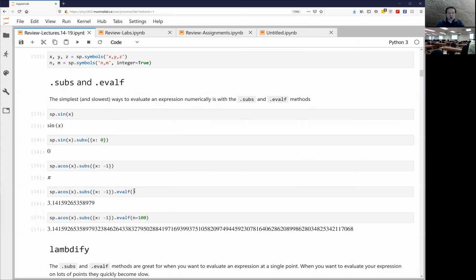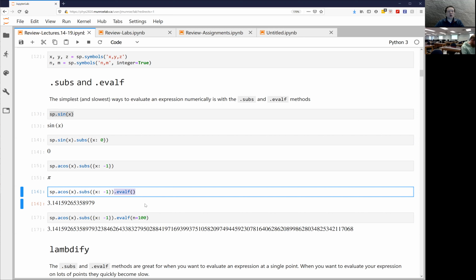One of the things we saw is when you have expressions, you can evaluate them purely symbolically. So if you have something like the sine of x, that's an expression, right? It's a mathematical thing. We can substitute in numerical values. We can say x equals 0, substitute that in, sine of 0 is 0. Substituting in x equals minus 1, well, for arctan, you get pi as the answer. These are exact symbolic answers. If you wanted a numerical representation, this is where evalf, evaluate floating point, comes in, and the n is how many significant digits we want. This is how you evaluate expressions for single points.